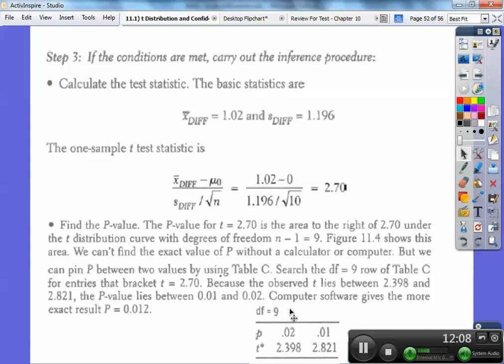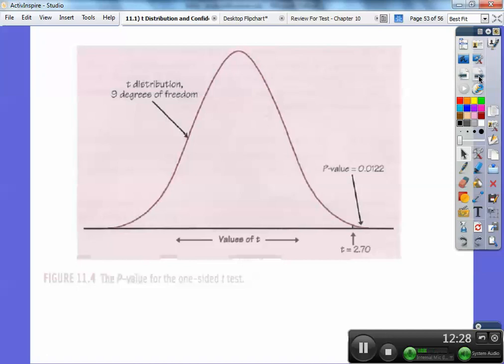Can you find your degrees of freedom? Go to the degrees of freedom column 9, and when you go down there, look for 2.70, which is somewhere in between these two values. That means the probability is somewhere in between 0.02 and 0.01, which is less than 0.05. There's that figure right there. And it's actually 0.0122.